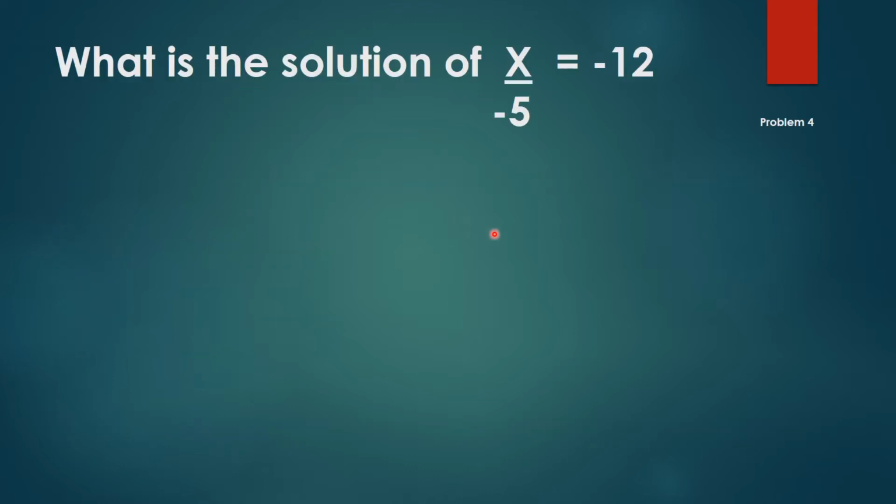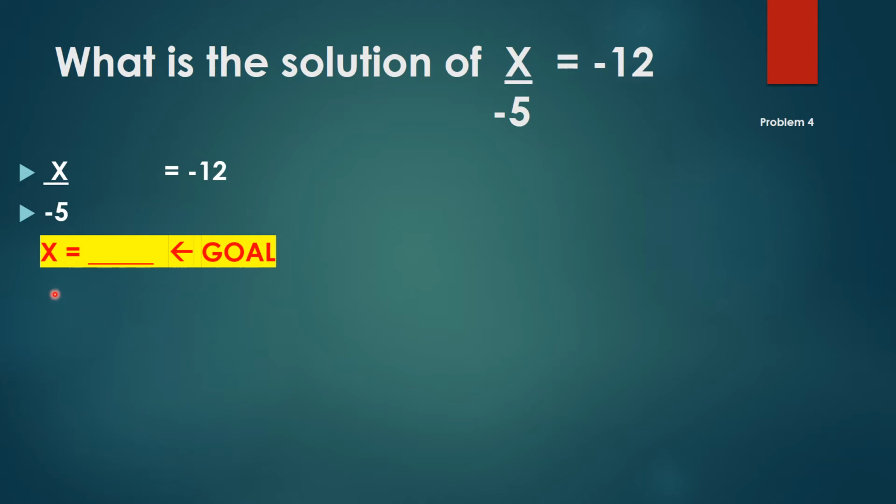Here's problem number 4. And it says, what is the solution of x divided by negative 5 equals negative 12? So here's our equation. X divided by negative 5 equals negative 12. And as always, the first thing we want to do is keep our goal in mind. So here it is: x on the left side by itself. On the right side, we're going to figure out what number goes there.